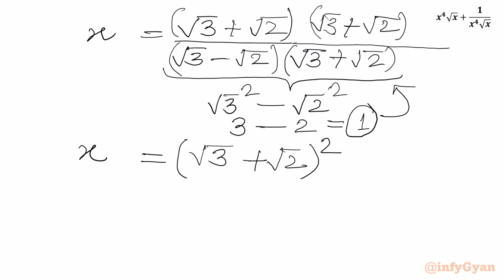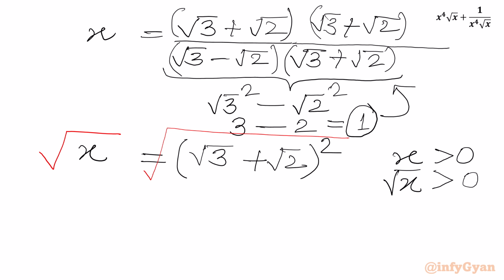Now if you see the value of x is positive, so square root x will always be positive. Now I will consider square root on both sides here. So I will write square root x, square root in the RHS. Now the square root and square will be over. So we can write the square root x value. This will be equal to square root 3 plus square root 2.